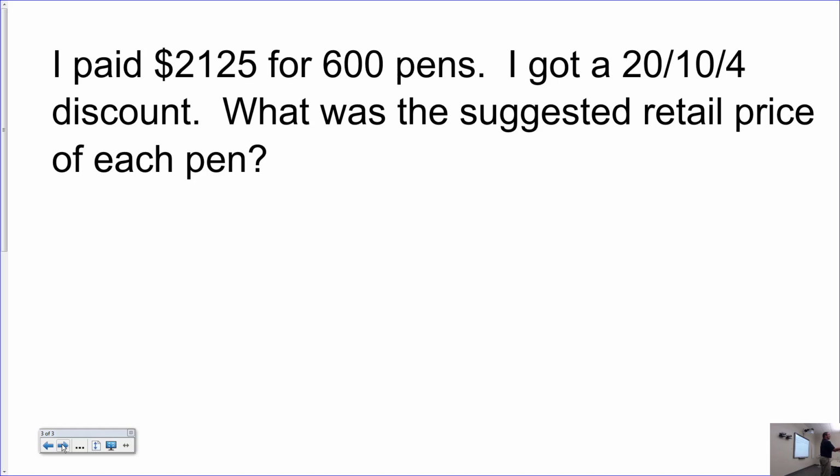So, we can divide. How are we going to divide, and what are we going to divide by? That gives us the price for the pens. But remember, the MSRP is based off of the list price. This is the net price, because this is what I paid, right? So you need to somehow manufacture the list price out of this.